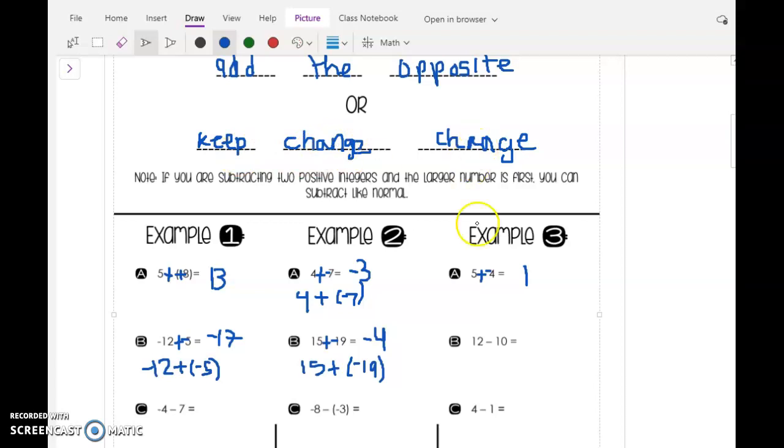Okay, 12 minus 10. Let's do keep, change, change. Keep 12 the same, change that subtraction sign to an addition sign, change 10 to a negative 10. Again, 12 plus negative 10 gives you a 2. 12 is the bigger number, which is the positive number, so that's going to be a positive 2.